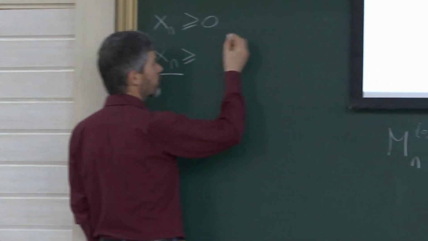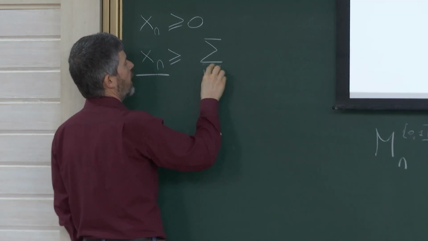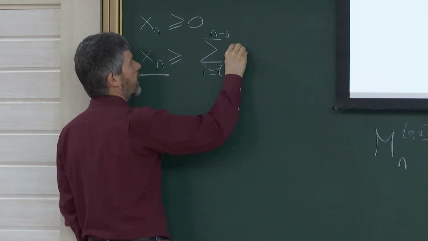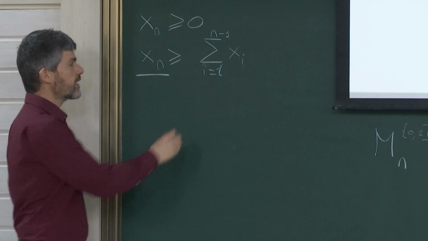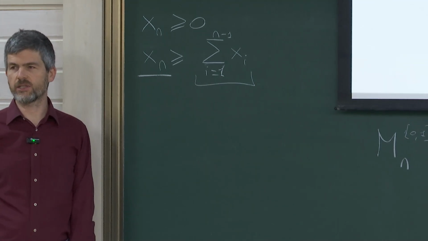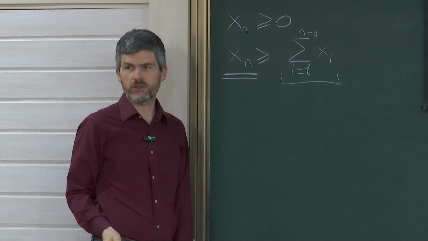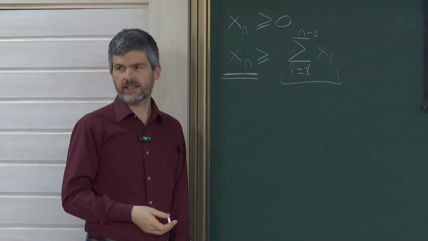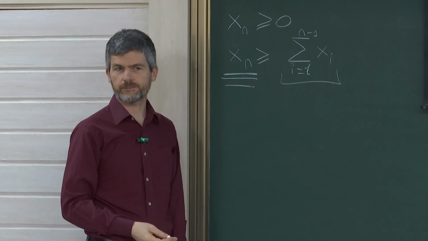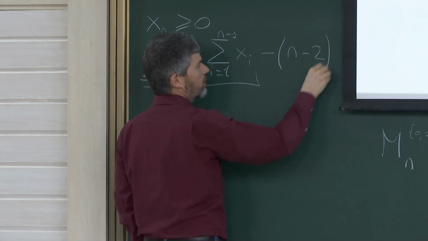So I want to take all the variables and sum them up. So sum for i equal from 1 to n minus 1 of x of i. And this sum is going to be between 0 and n minus 1. When it's equal to n minus 1, I know that I want my x of n to be equal to 1. When it's less than that, then I don't want to force xn to anything, so it can be equal to 0. So in fact, I just need to subtract n minus 2 from this summation.